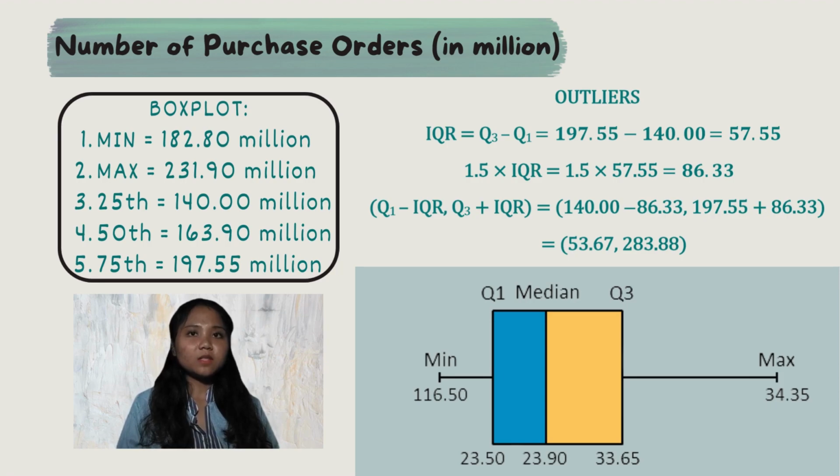The lower limit is 53.67 and the upper limit is 283.88. Looking at all of the values, we can see that 182.80 million is larger than 53.67 million and 231.90 million is smaller than 283.88 million. So there are definitely no outliers for both lower and upper limits.